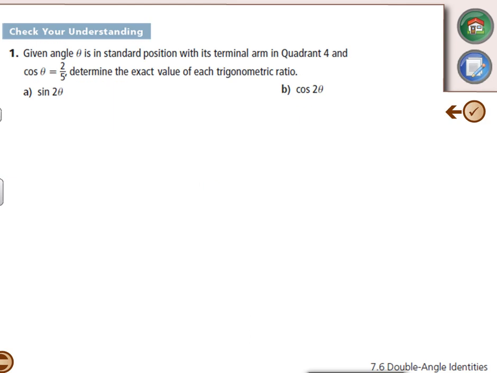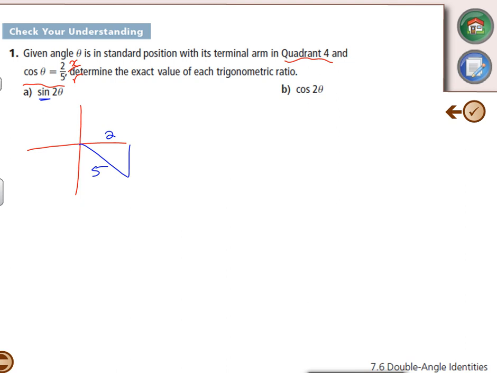And let's just use them now here. Okay, we're in standard position. We're in quadrant 4, and cosine is 2/5. That means we got x over r. Let's do a quick sketch so we can see what we're talking about. Quadrant 4. X is 2, r is 5. All right, in order to be able to do sine, we need the y value. Let's find that y value.